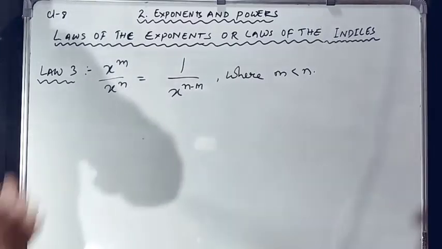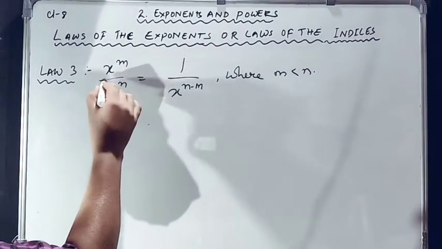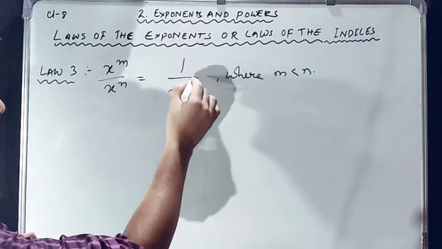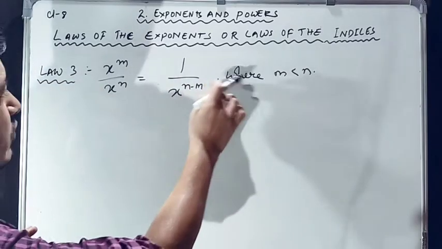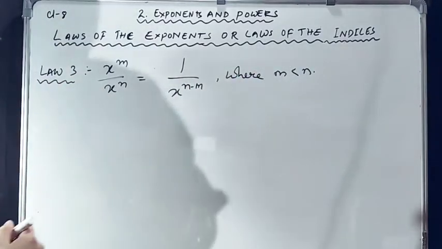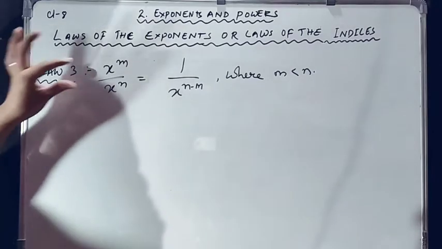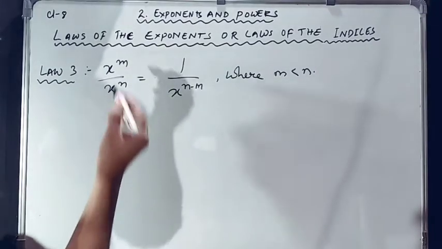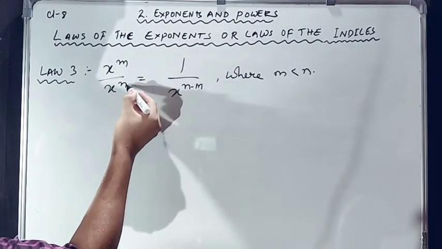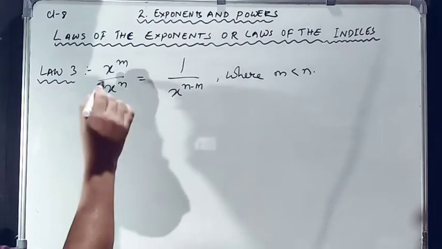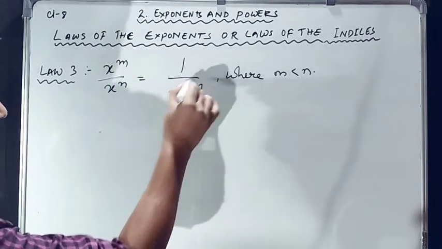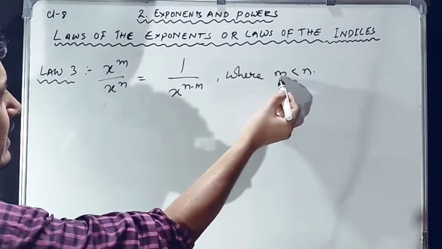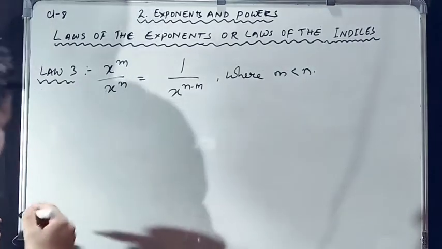Okay, so this is our second law. Now let us move to law 3. So law 3, x raised to the power m divided by x raised to the power n is equal to 1 by x raised to the power n minus m, where m is less than n. So my dear students, when your bases are equal and your m is less than n, means this exponent is less than this exponent, in that case we will write 1 by x raised to the power n minus m. Okay, remember, when m is less than n.